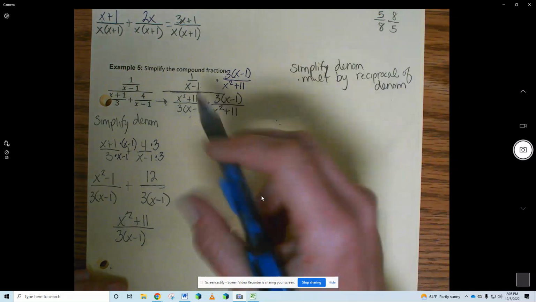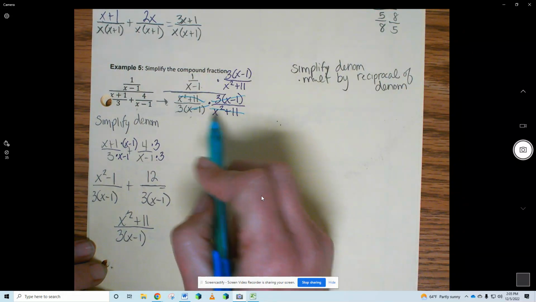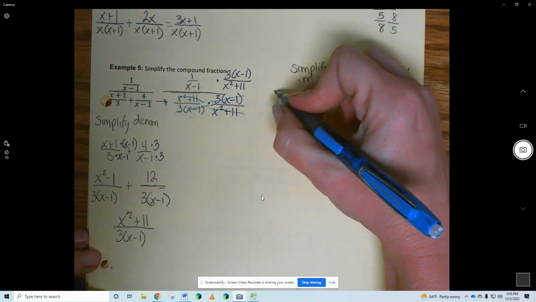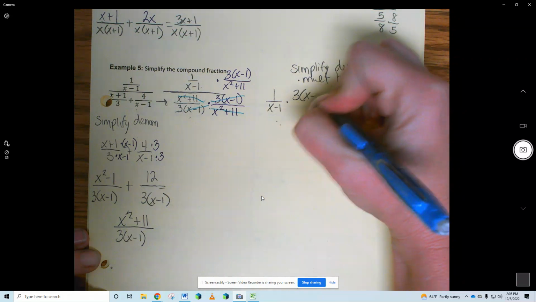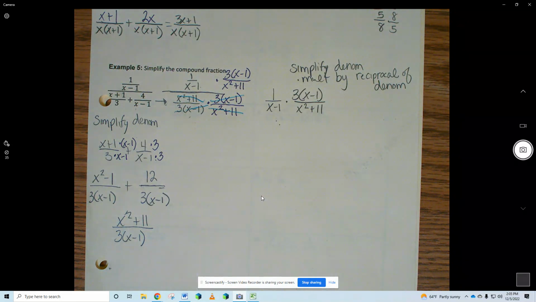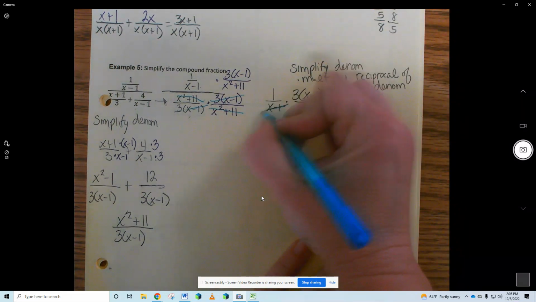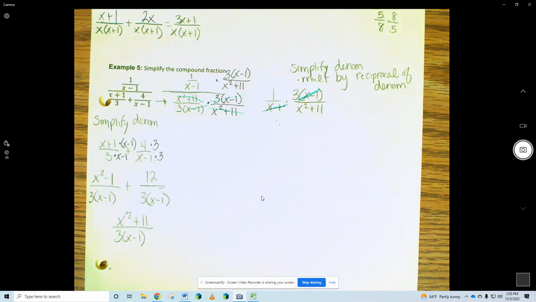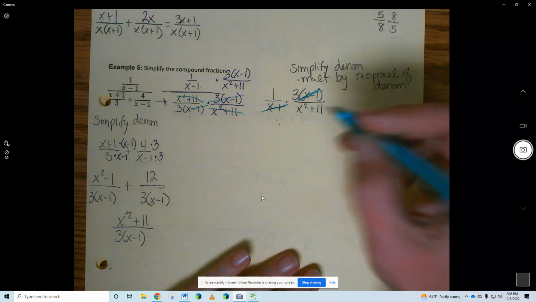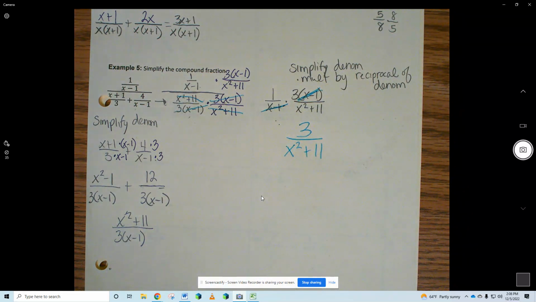All right, here we go. Down here, I'll use a different color. In the denominator, this all disappears, right? All I care about right now is this. 1 over x minus 1 times 3 times x minus 1 divided by x squared plus 11. That's what I'm doing now. Now we get to cross out this x minus 1 diagonally. Gone. Only thing on top is a 3. The only thing on bottom is x squared plus 11. And that's your final answer for example 5. So we just finished 4.4b.